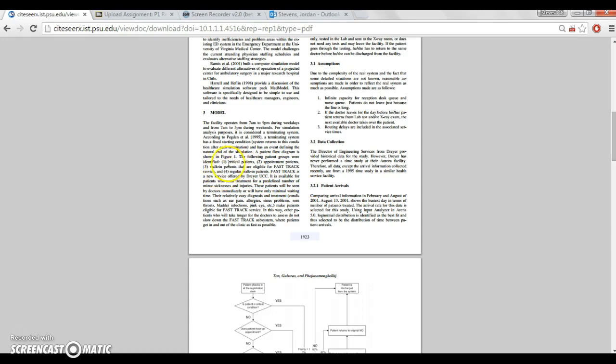Now, each one of these has a priority value with them too. Critical patients are priority number 1, appointment patients priority number 2, walk-in patients with fast track are priority number 3, and regular walk-in patients are priority number 4.